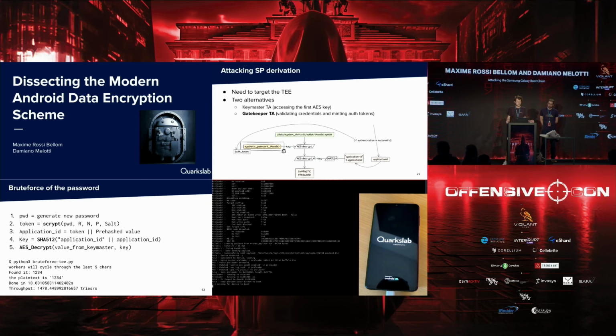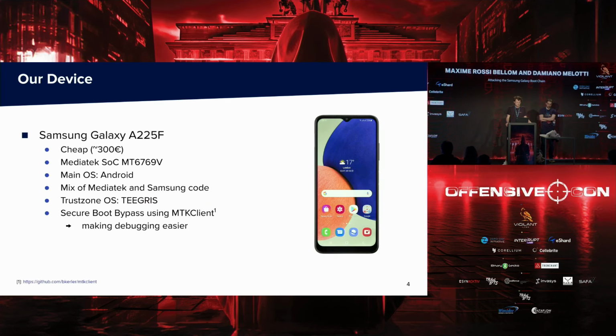So today we're presenting a chain of bugs that, starting from the USB stack, can lead to full compromise of this family of devices. So we worked mostly on devices like this one. It's this Galaxy A family. It's kind of in the low tier of Samsung devices, pretty cheap, I would say. These devices usually run a MediaTek SoC. And there is this combination of MediaTek and Samsung code that is running on the phone.